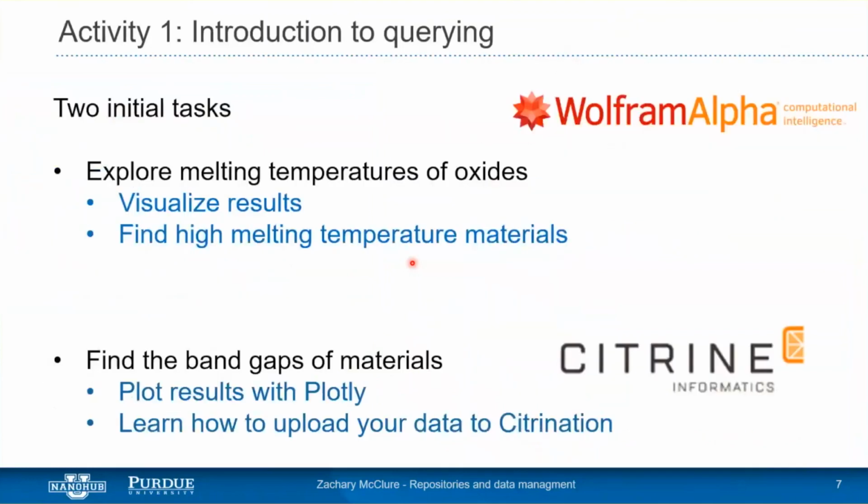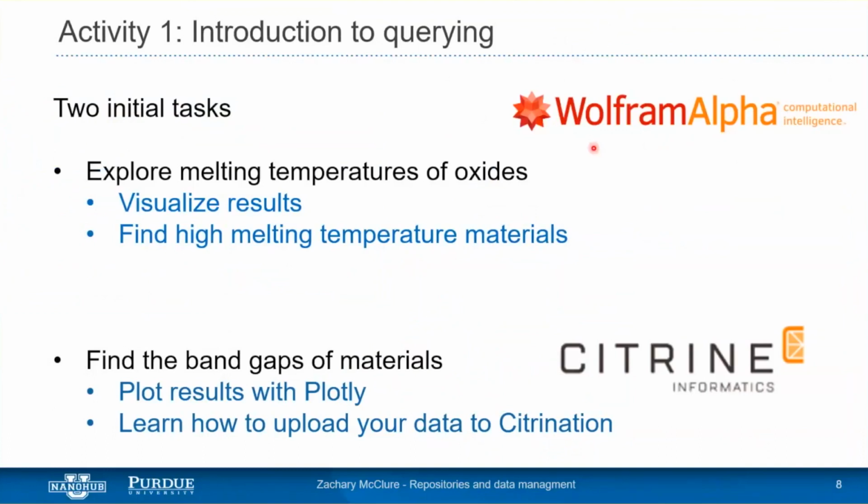Okay, so the first thing that we're going to do is give you an introduction to querying these databases and show you what kind of flavor we need, through some simple coding, to access the data that we're looking for. So the first database that we're going to use is Wolfram Alpha.